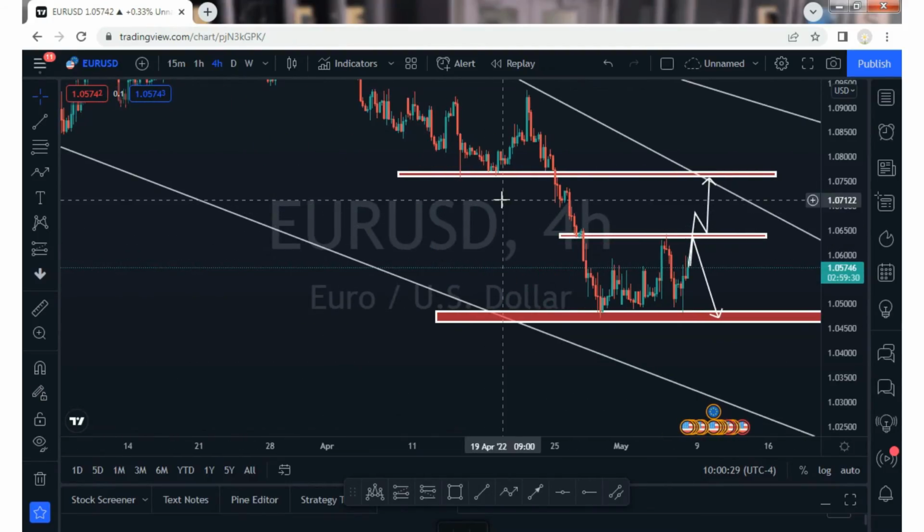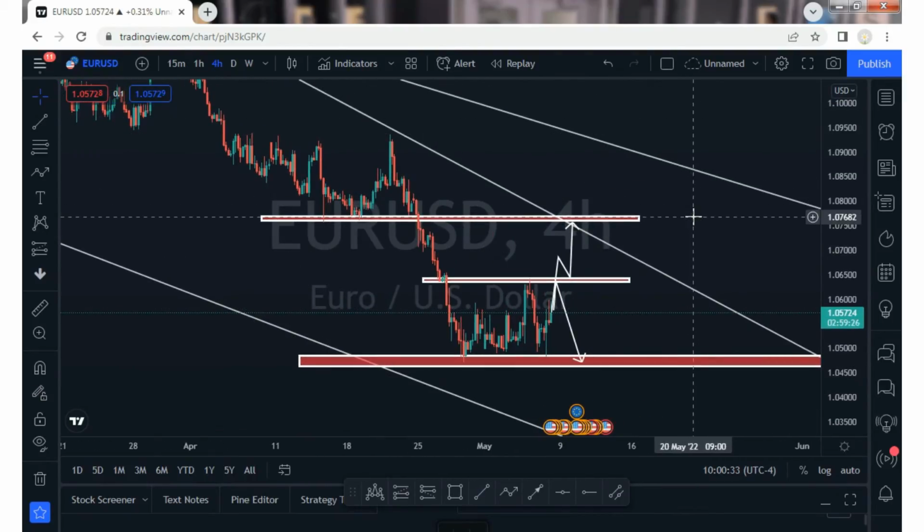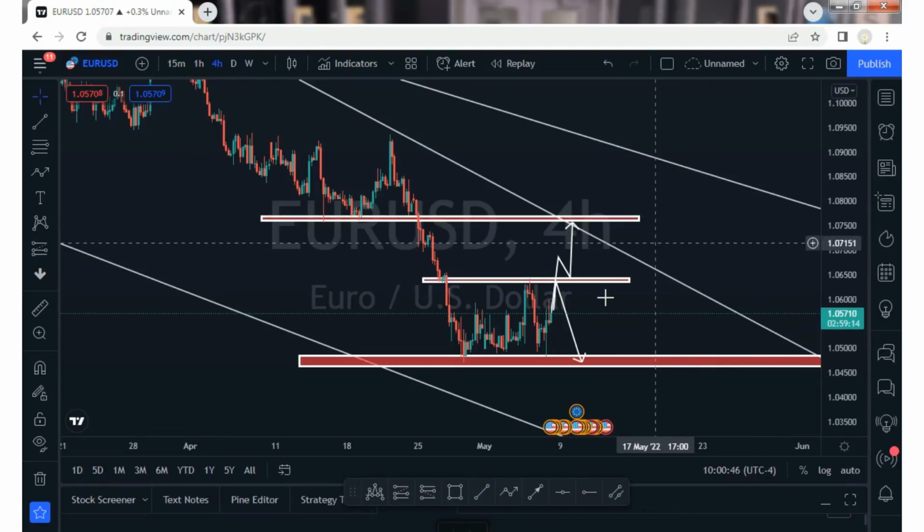We just use our support and resistance. We don't need any indicator, we don't need stochastics, RSI. We don't need all those. This is pure technical analysis. All you need is just your support and resistance.